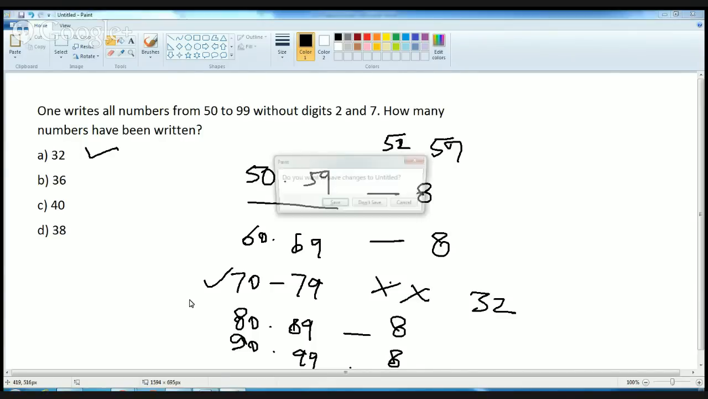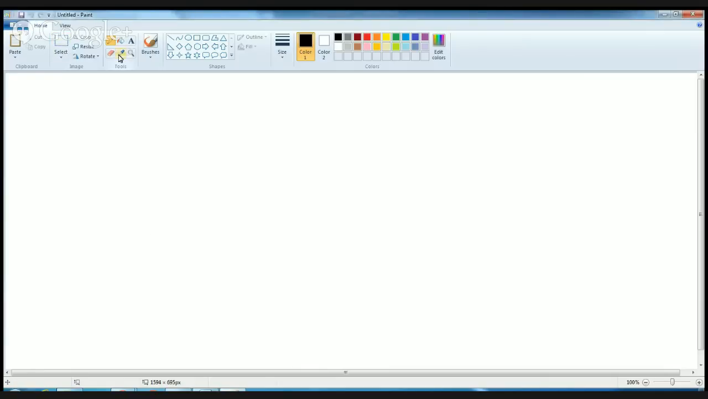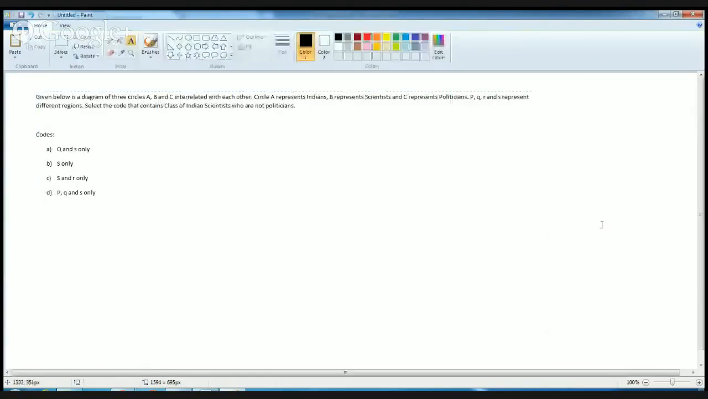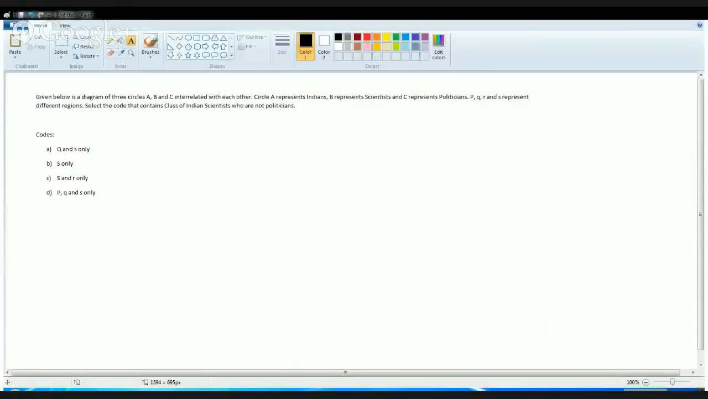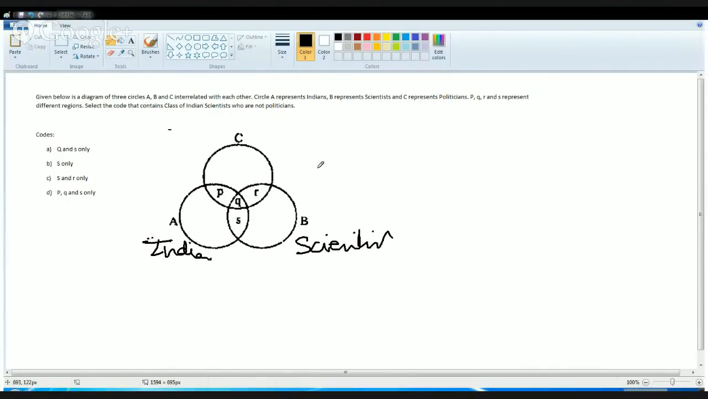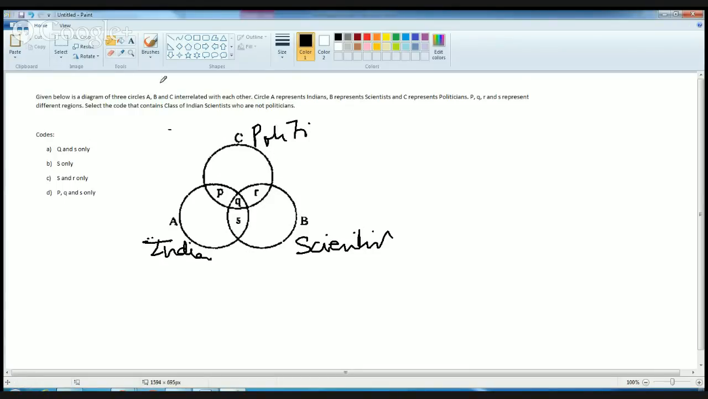Venn diagrams are an important section. Every year one to two questions on Venn diagrams surely come up. So here is the question, and here is the diagram that was given. In this diagram, the examiner says A implies Indian, B implies scientist, and C implies politicians. Now, which of the following classes would include Indian scientists who are not politicians?